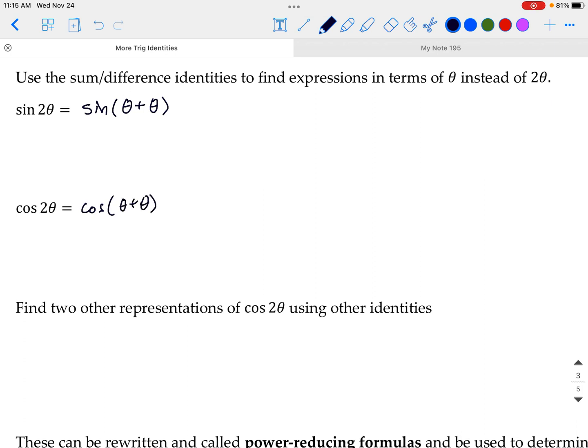So again, these are just the sum identities where we are using the same angle measure, and we'll get some interesting results from that. So for our sine sum, we'll have sine theta cosine theta plus cosine theta sine theta, but those are really the same thing. So we just end up with 2 sine theta cosine theta, which means that sine 2 theta is equal to 2 sine theta cosine theta.